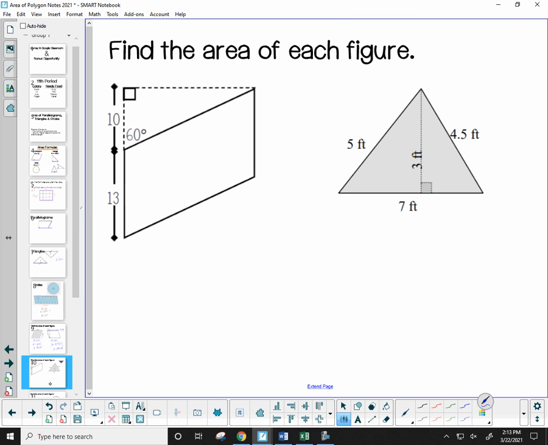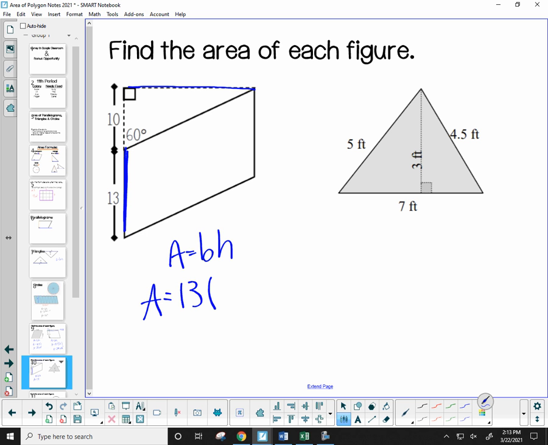All right, next one. Again, we have a parallelogram. I'm going to start with area equals base times height. My base and my height have to form a right angle, so I'm really looking at these two pieces. Kind of wonky, if you want to turn your head sideways, maybe it's a little easier to see. So I have my base. My base is 13, but I need to find that height.